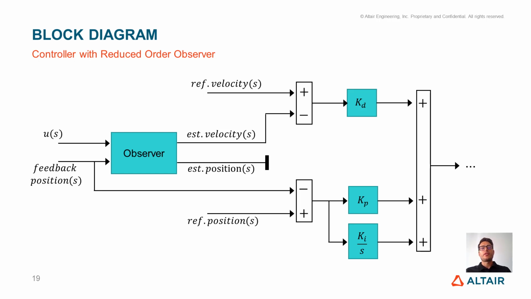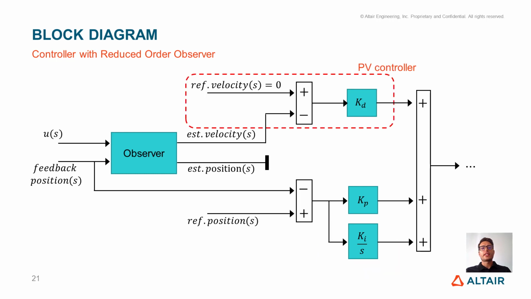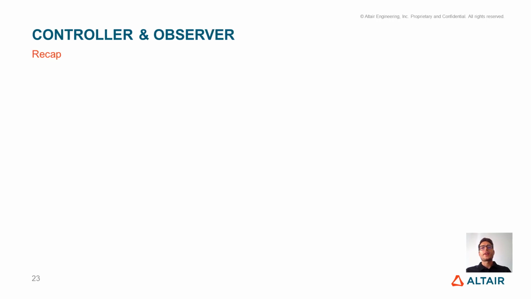Now, let's make two final considerations. The first is that, of course, we are going to add the anti-windup scheme. And the second one regards the derivative branch. If we set the reference velocity to 0, we should recognize that it looks really similar to the derivative branch of the PV controller. So let's recap what we have achieved so far.